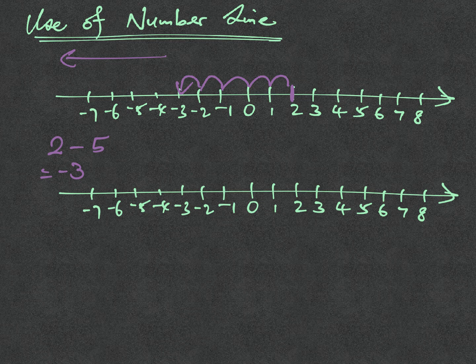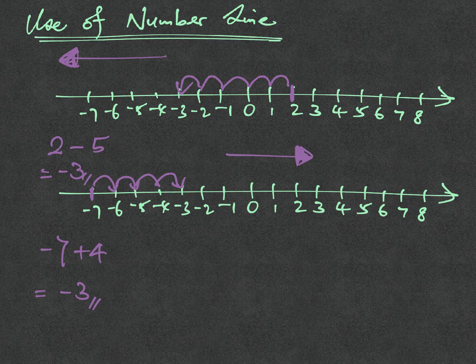If we have an addition like negative 7 plus 4, then we are moving to the right-hand side because the numbers are getting larger. We start from negative 7, and then we add 1 step, 2 steps, 3, and 4. So we also reach the same answer of negative 3. Basically, the number line helps us do subtraction, which is moving to the left-hand side, and addition, which is moving to the right-hand side.